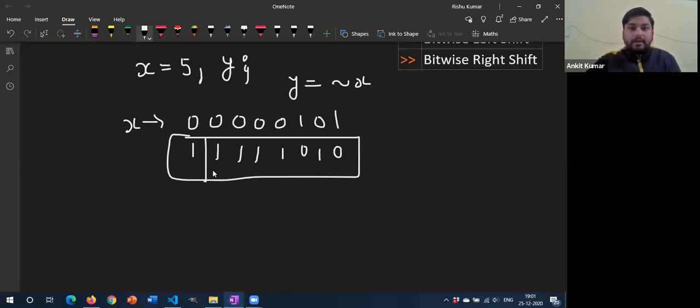Now what is that number? For that you should note this thing, that negative numbers in C++ are represented in 2's complement. 2's complement.